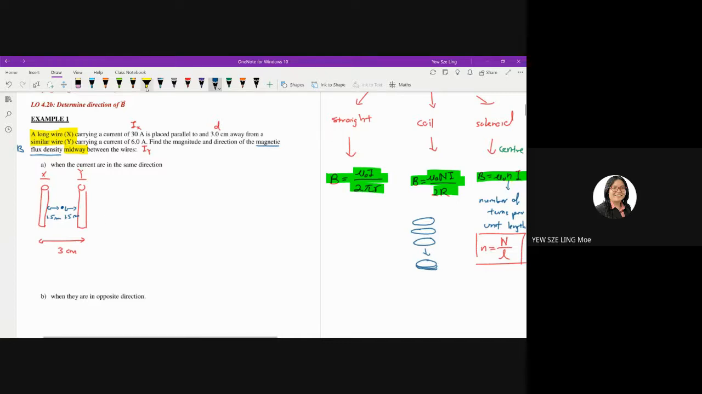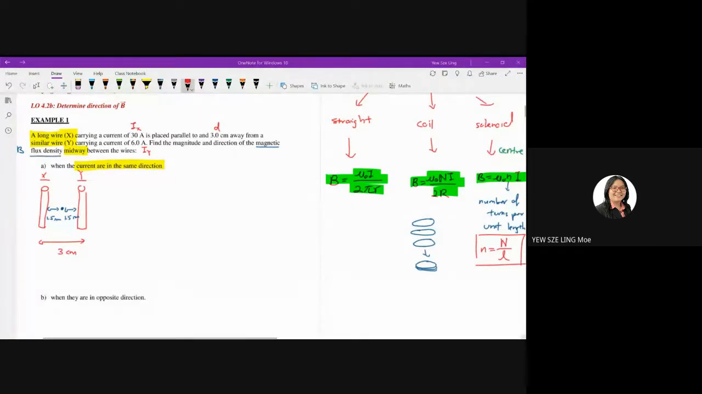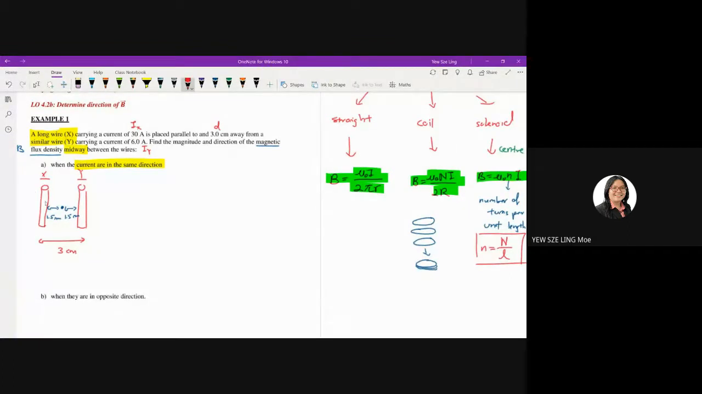According to question A, it tells you the currents are in the same direction. So it is up to you to decide whether you want both currents heading up or both heading downwards. It's totally up to you. For example, now I want both of them going up. So this is my IX, this is my IY. When it comes to this type of question, I don't encourage you to use a 3D diagram, even though it looks so much nicer. Why? Because it will be a bit hard for you to imagine and see the direction.